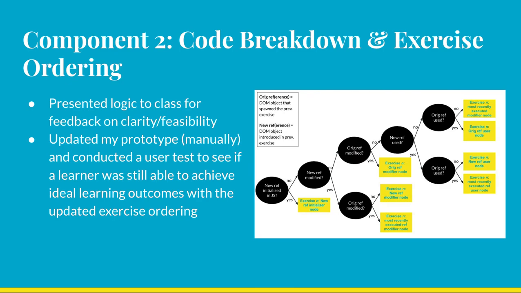Then the second component was the code breakdown and exercise ordering. So as I mentioned before, I presented this logic to the class. And I also actually recorded a video with a similar explanation, and I've posted it to the Scaffolded exercises playlists on the DTR YouTube. So I won't get into the technical details here, but basically the idea is that there are different kinds of nodes, and you prefer different kinds of nodes as they refer to DOM objects in different orders in order to create your overall exercise ordering.